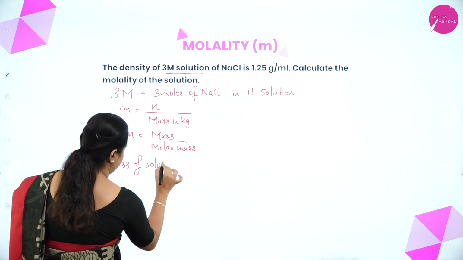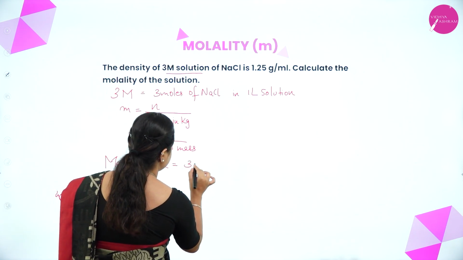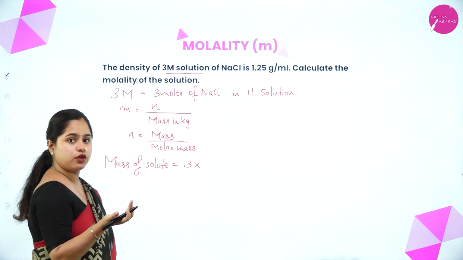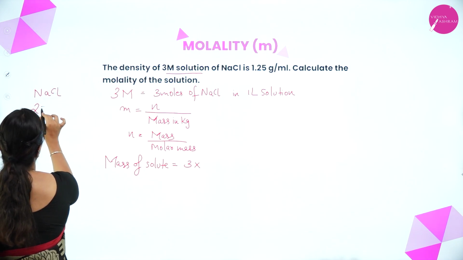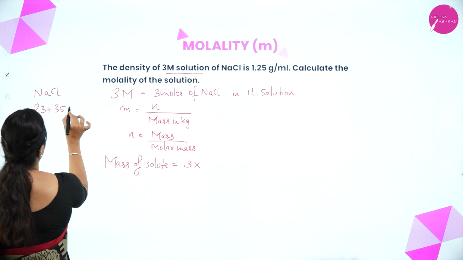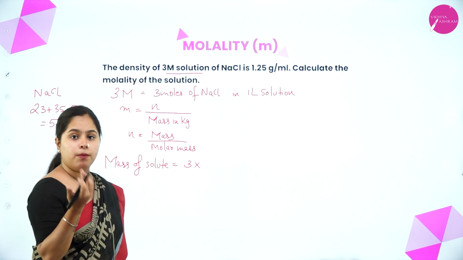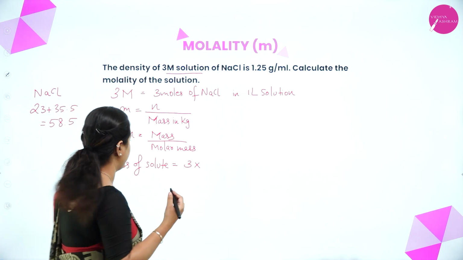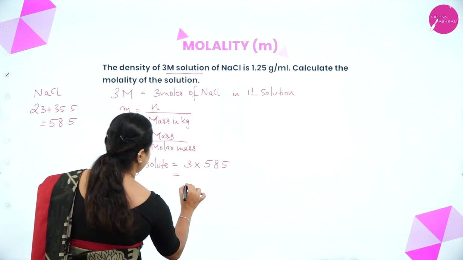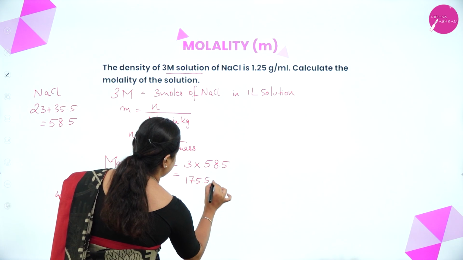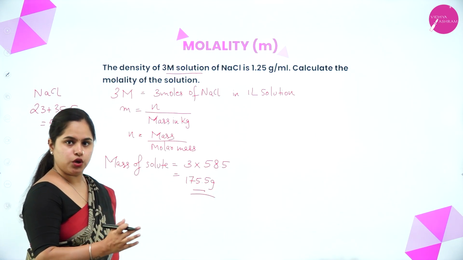Mass of your solute will be equal to n, the number of moles, which is given as 3, multiplied by the molar mass of sodium chloride. You can calculate it: sodium chloride will be 23 plus 35.5, which will give you 58.5. So it will be 3 into 58.5, which will give you 175.5 grams. So you calculated the mass of your solute which is present.